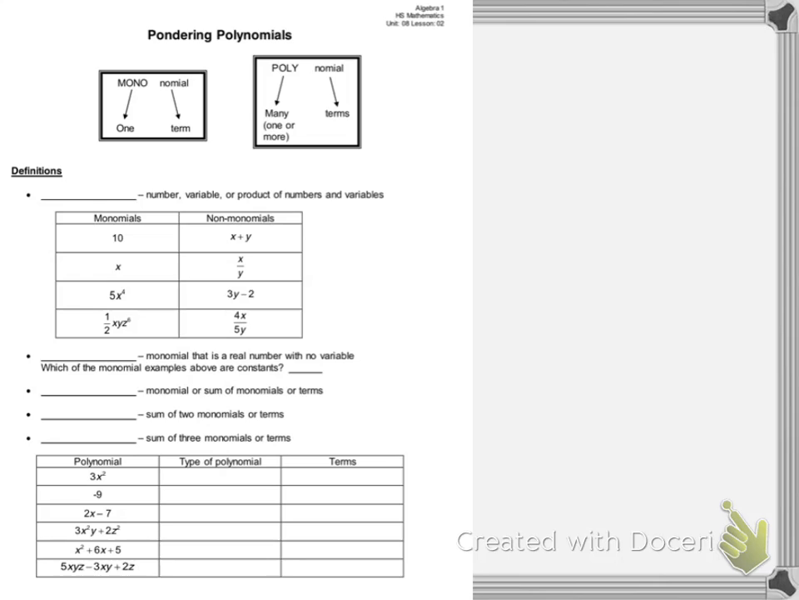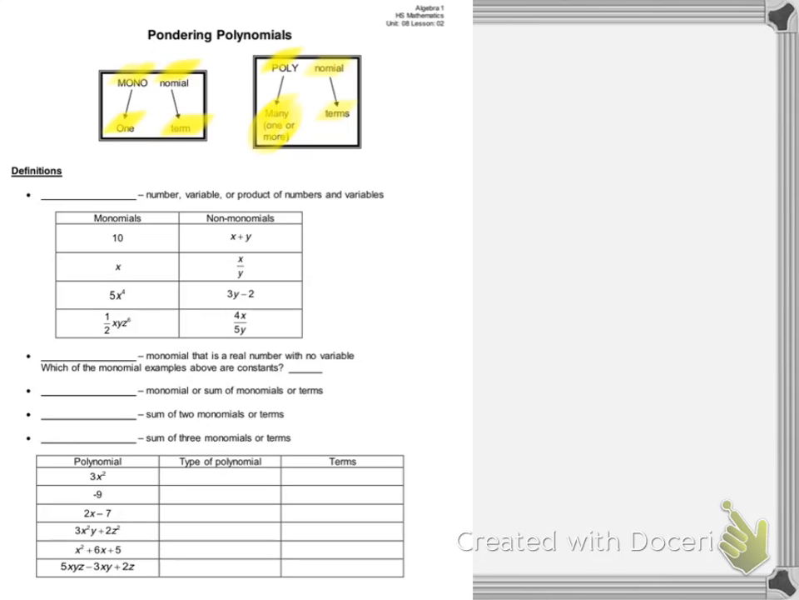So if we look right here, it says that mono means one and nomial means term. Okay? So also poly means many and nomial means term. So polynomial is going to be many terms, monomial is going to be one term. So let's look at the definitions.